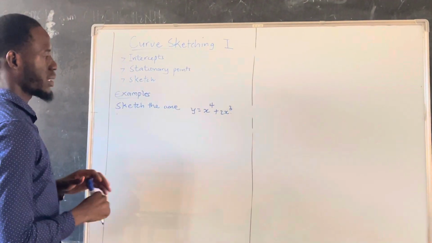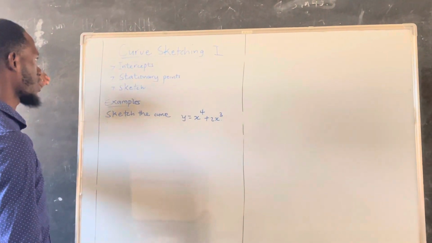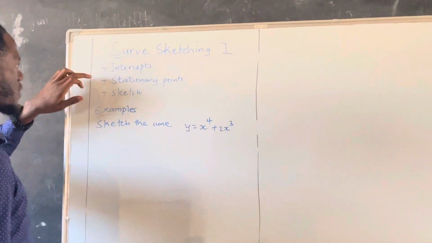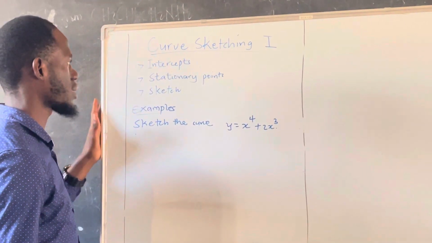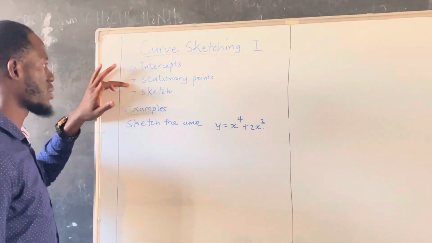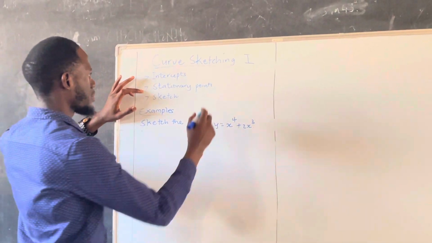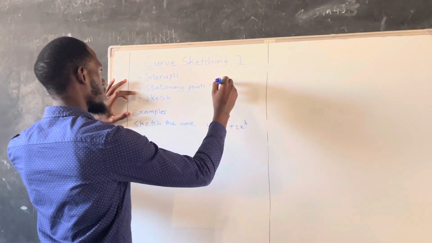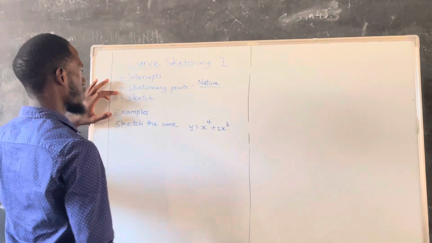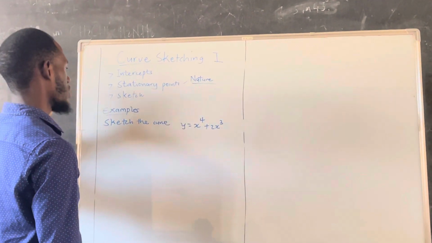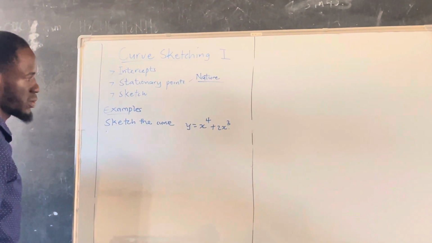Now, we are going to look at another application of differentiation. This one requires us to, first of all, establish the intercepts. Where does the curve cut the x and y axes? We establish the stationary points. These stationary points, we need to establish the nature. That was in our previous video, the nature of the stationary points. Then we just have to sketch. Not so complicated.